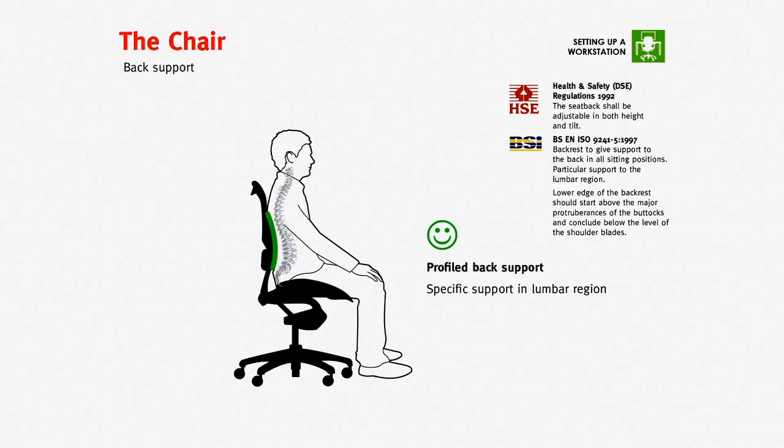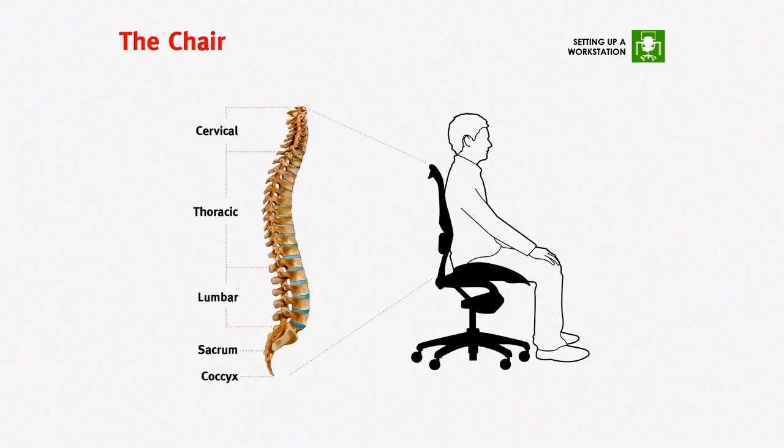lumbar region. Being seated puts enormous pressure on the back, and in particular the lower back, so getting the correct back support is crucial to comfort and the prevention of injury. The legal standard recommends support from the bottom to the shoulder blades. As well as lumbar support, research has shown that supporting the spine in the sacral area has a direct impact on a user's posture. The position of the pelvis is linked to the position and alignment of the spine.